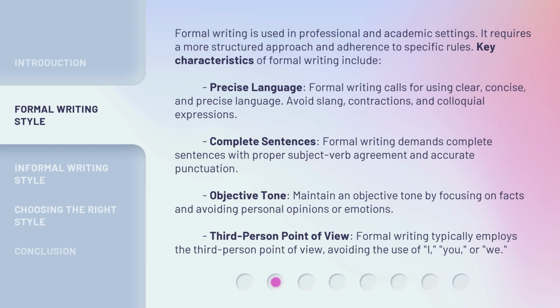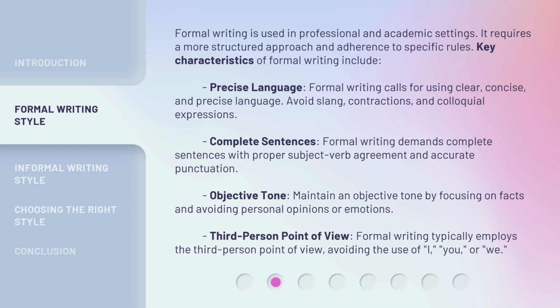Formal writing is used in professional and academic settings. It requires a more structured approach and adherence to specific rules. Key characteristics of formal writing include precise language. Formal writing calls for using clear, concise, and precise language. Avoid slang, contractions, and colloquial expressions.